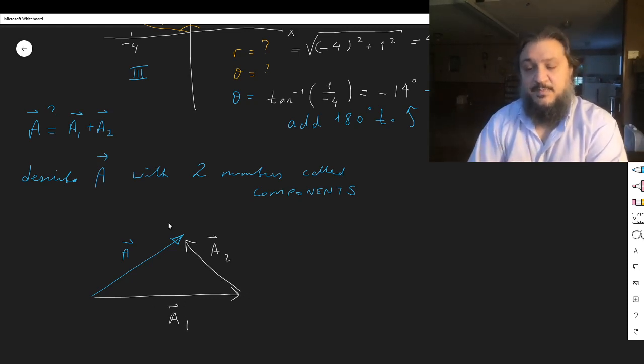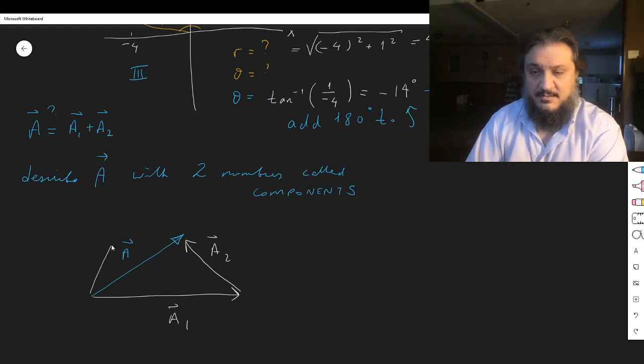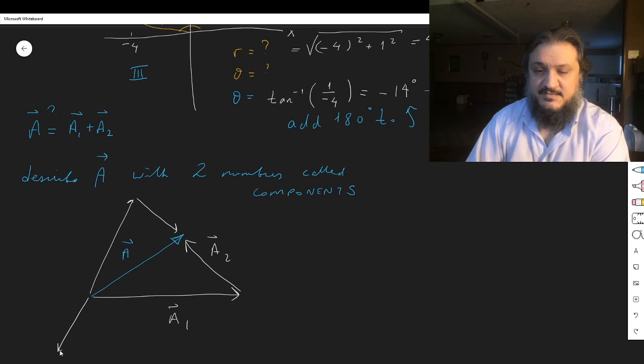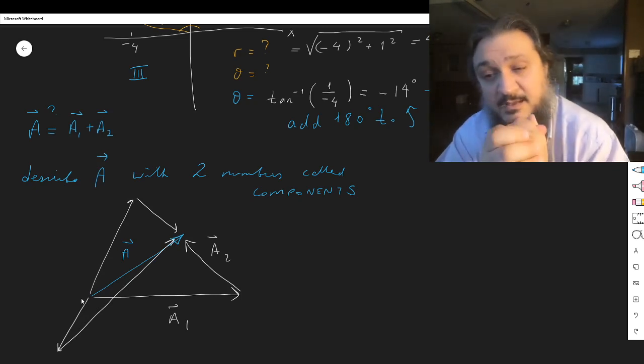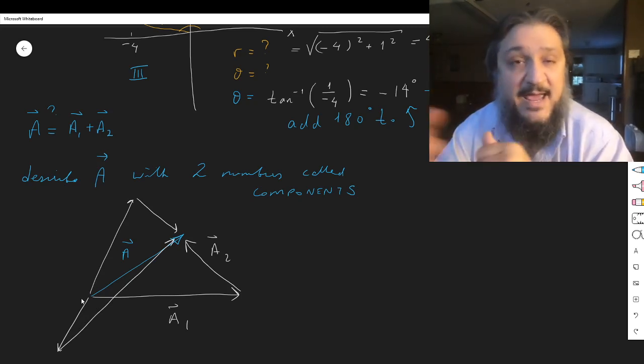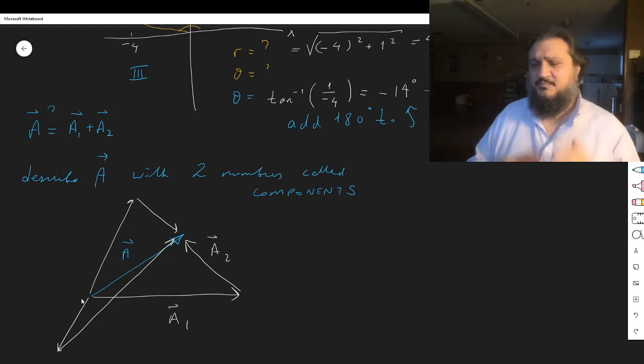But is that the only pair? Not at all. How about this one? These two. How about these two? Now you quickly realize that there are actually infinitely many pairs like this. When you add them up, you will get A. So it's not really that useful.